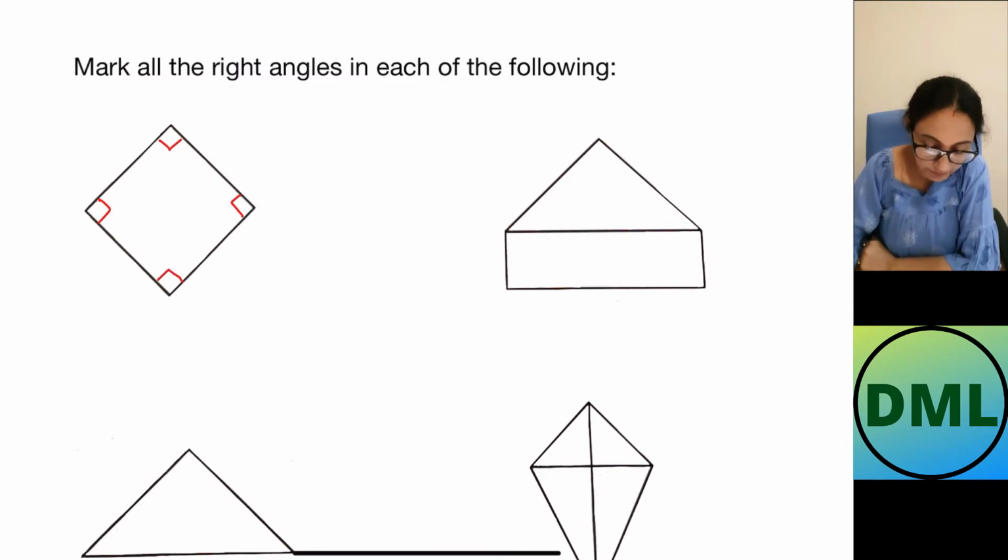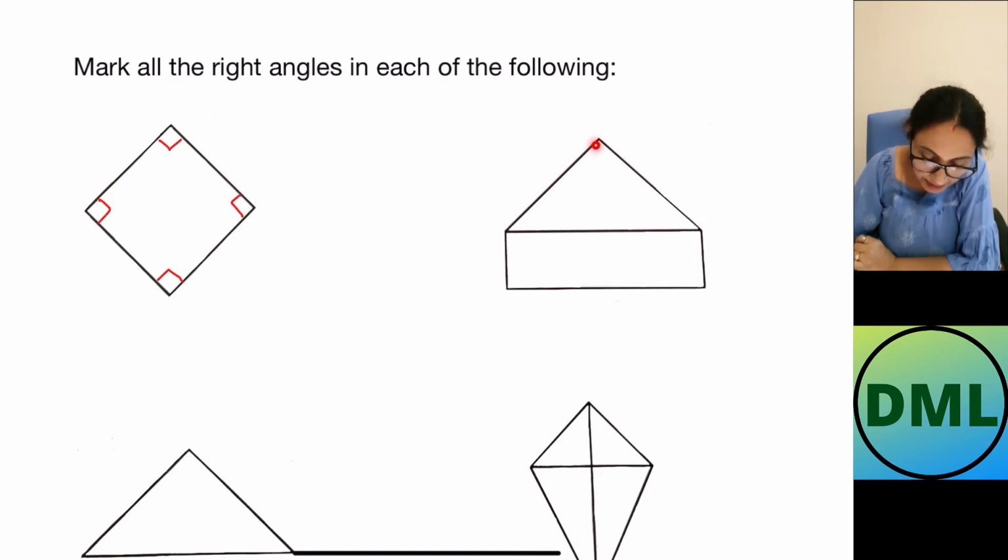Let's see the second figure. This is our second figure. I need to mark all the right angles inside that. This is our first line. This is our second line. Are they making an angle here? Yes, they are making an angle. But is this the right angle here? No, right? This is the acute angle here. As well, you can see that this is also an acute angle.